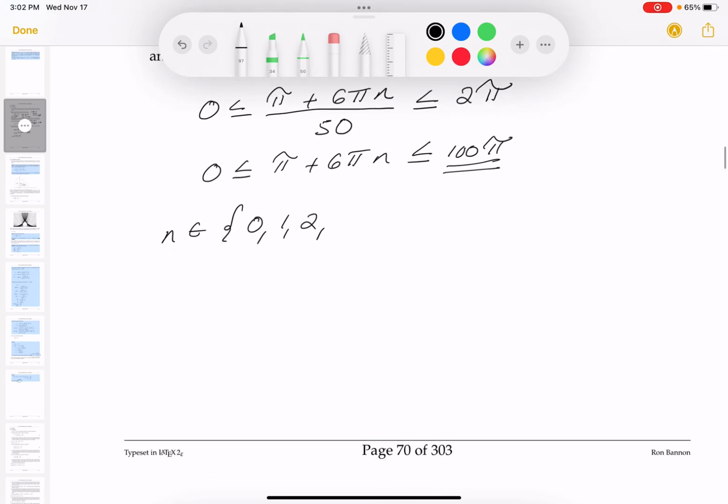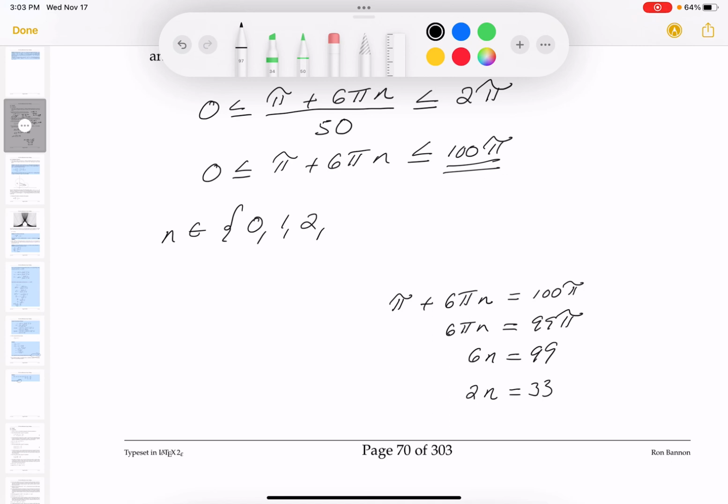So what I want to do is see what the upper limit of n is. This would be pi plus 6 pi n, and I want it to be less than or equal to 100 pi. So I'm going to try to figure out the n for that. I'll just write equal to that. I want to see what's the biggest n could be. So you get 6 pi n equals 99 pi, and then I'd divide by pi. You get 6n equals 99. I'd probably divide by 3 now. 2n equals, I'm dividing by 3, by the way, 33.